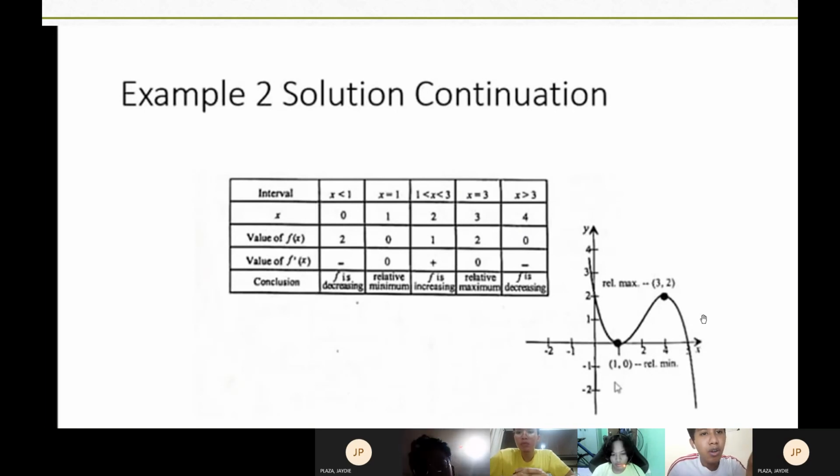Tapos dito sa kaya 1, yun. Kasi mas maliit siya dun sa kaya increasing siya. So, relative maximum, dahil din money.